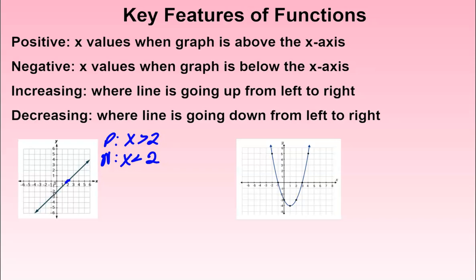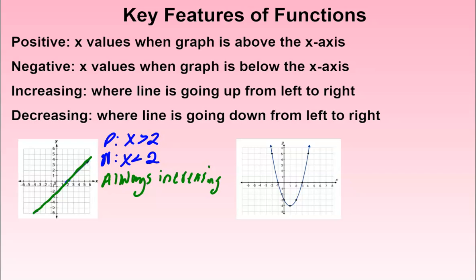The increasing and decreasing part, when is it increasing and when is it decreasing? Well, this one, if I go from left to right, it's always increasing. So I'm just going to write always increasing. You could also say it's increasing for all values of x. That would also work. There's no decreasing, so I'm not going to worry about that one.